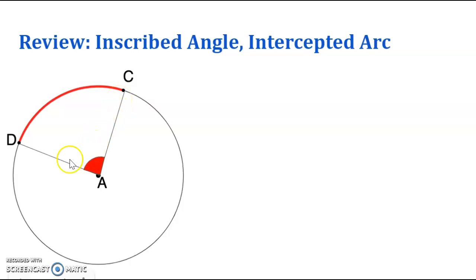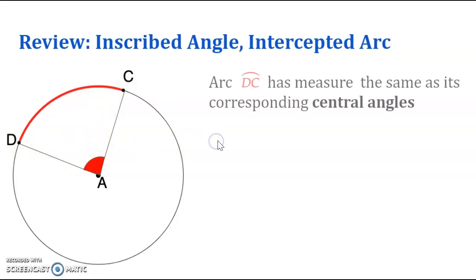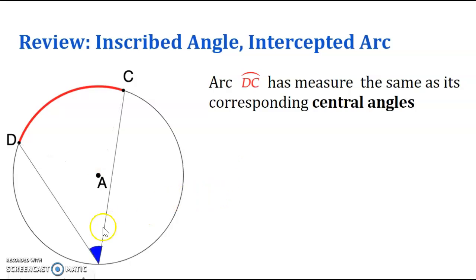And the inscribed angle from the arc DC, the central angle that corresponds to arc DC is this red angle. And the arc DC has the same measure as its corresponding central angle. So this arc measure and the central angle are always going to be the same. What else do we know?